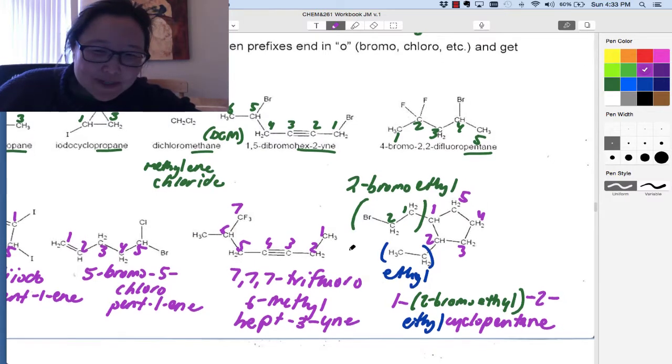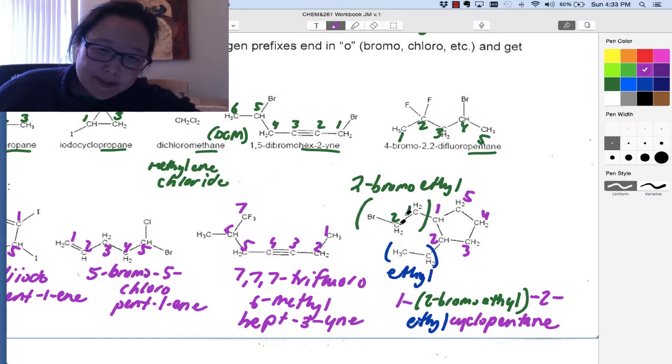And then the last one is a little complicated here. This is a 2-bromoethyl group where you want the lower number attached to the parent if possible. So 1, 2, 3, 4, 5 gives me branches at 1 and 2, smallest numbers possible on the ring. So 1-(2-bromoethyl), and then 2-ethylcyclopentane.